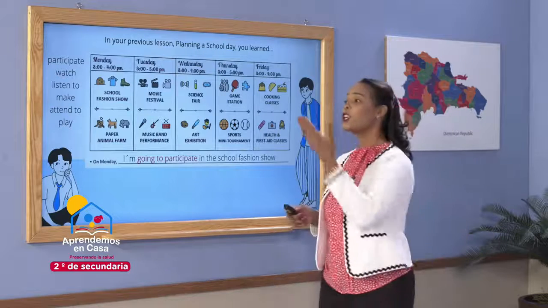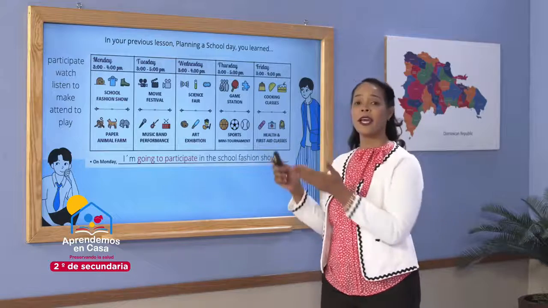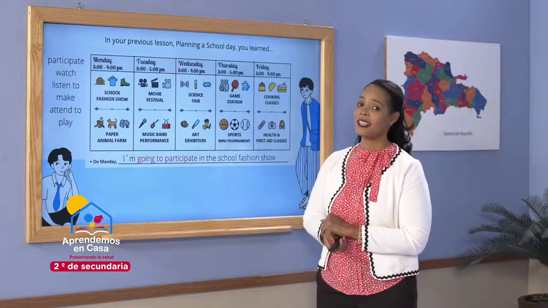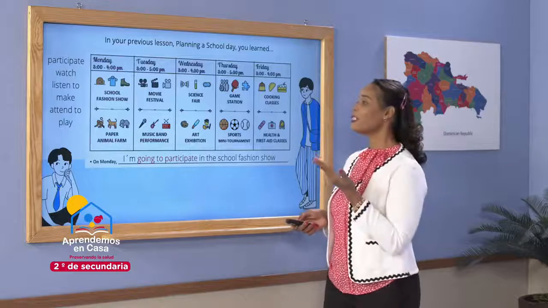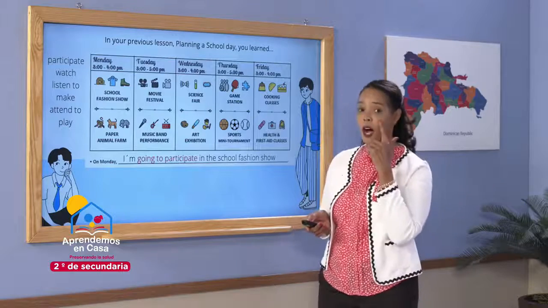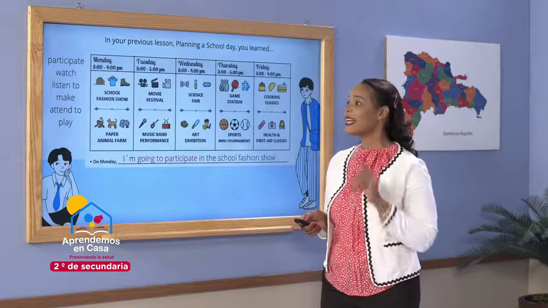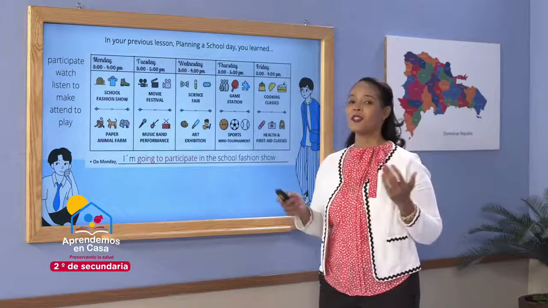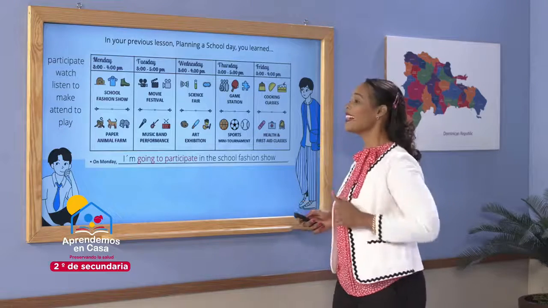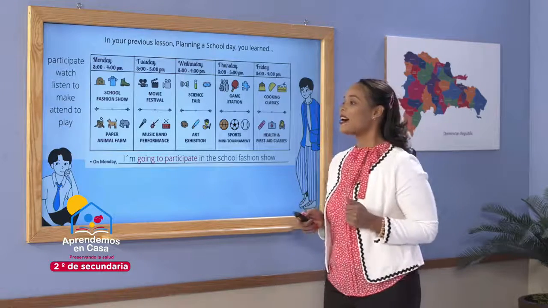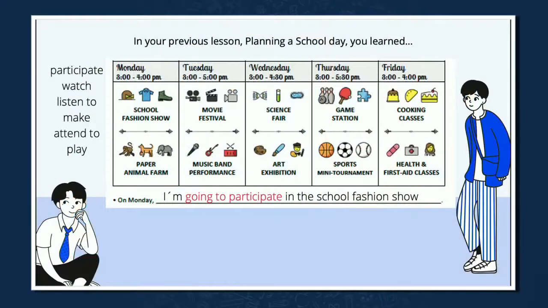Also, you learned some actions that you can use to take participation in these school activities, like participate in a science fair, watch the music band performance or watch a movie festival, listen to the music band or listen to cooking classes, make paper animal farms, attend to cooking classes or attend to sports mini tournaments, and finally to play games or to play sports.